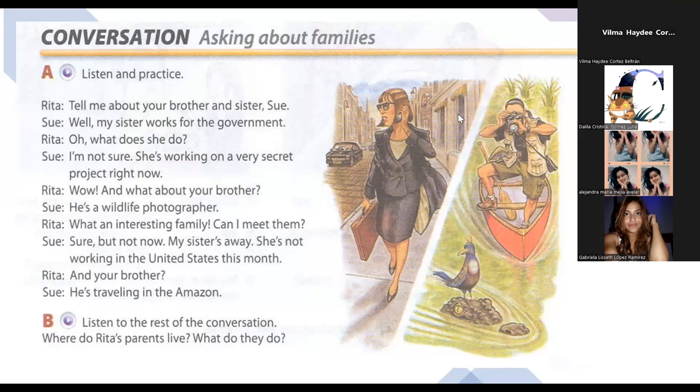Vamos a practicar esta conversation in pairs or maybe trios, okay? That's the thing we are going to do. Vilma, tómale captura de pantalla, please. Thank you for the conversation.